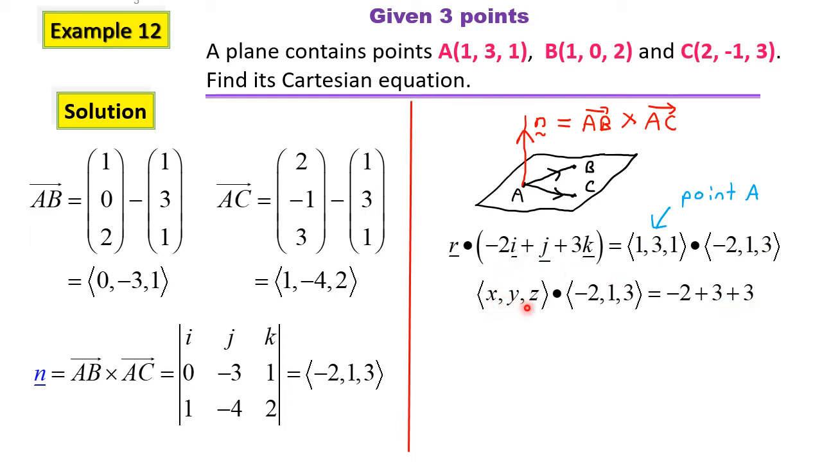And then on the left hand side here, we replace r with x, y, z, and later we will put x, y, z after the coefficient. So it will be -2x plus y plus 3z, okay, so here will be equals to 4. Okay, so that's for example 12.